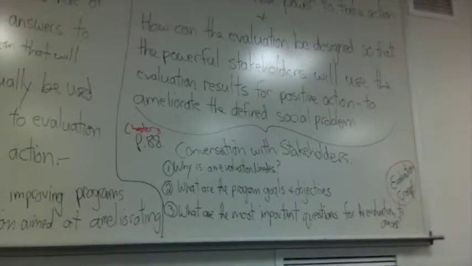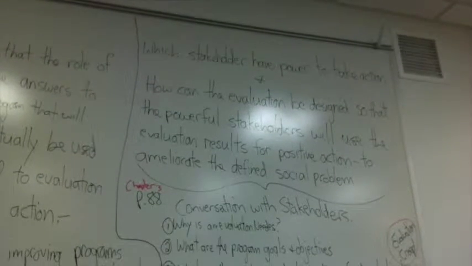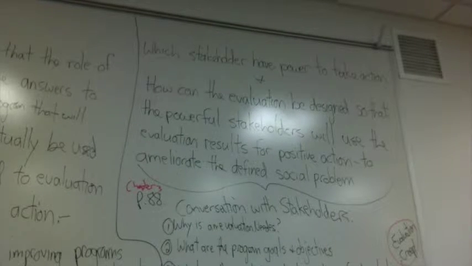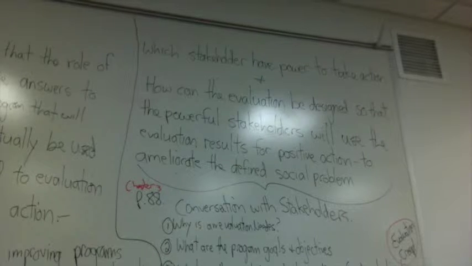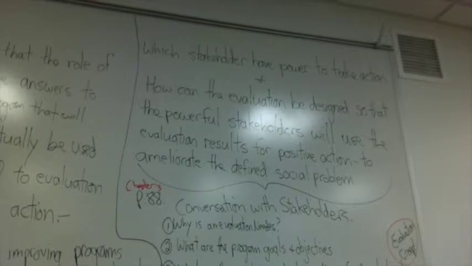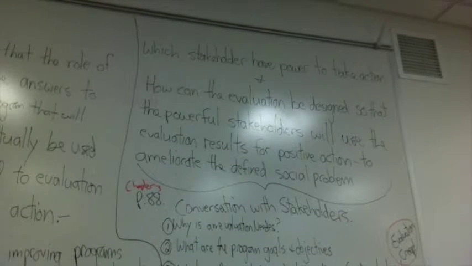And that's why, in the first chapter or two, Rossi makes such an important point about making sure that you talk to the stakeholders. The notion is, if you want there to be change in the program because of the evaluation, you have to identify which stakeholders have the power to take action.